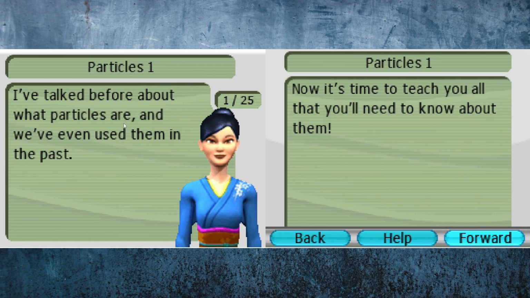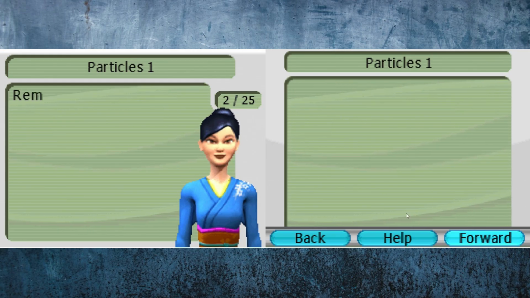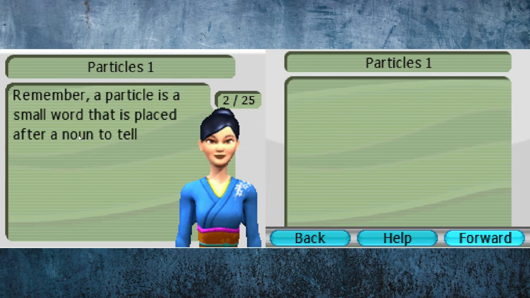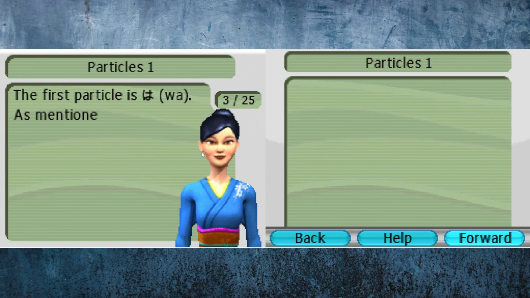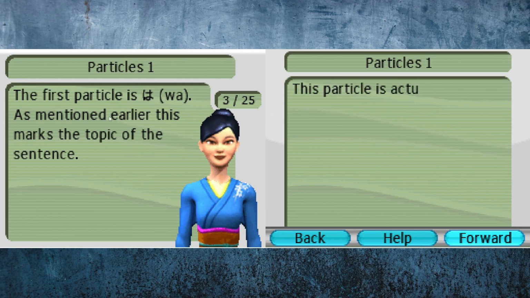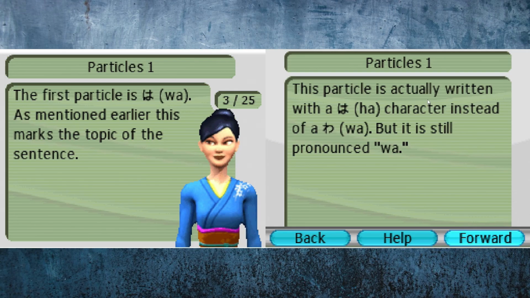I've talked before about what particles are, and we've used them in the past. Now it's time to teach you all that you need to know about them. Remember, a particle is a small word that is placed after a noun to tell you how it's used. I'm going to be teaching you 10 particles in this lesson. The first particle is wa. As mentioned earlier, this marks the topic of the sentence. This particle is actually written with a ha character instead of a wa character, but it is still pronounced wa.